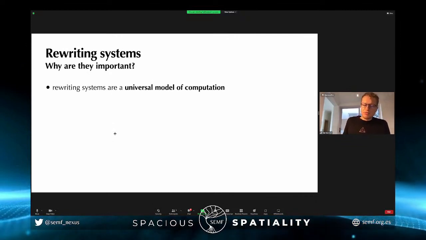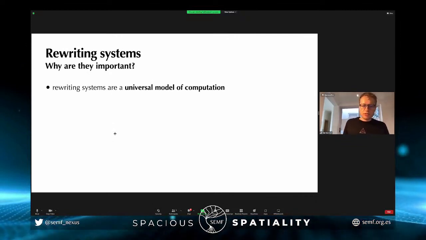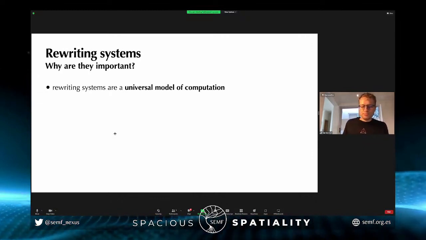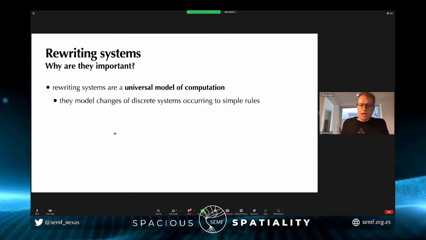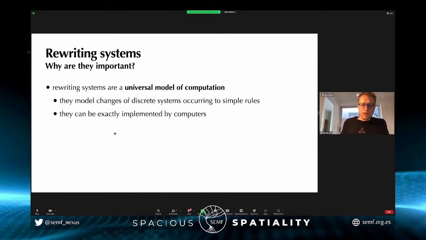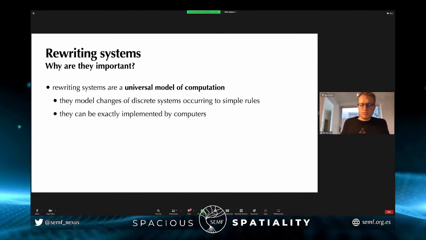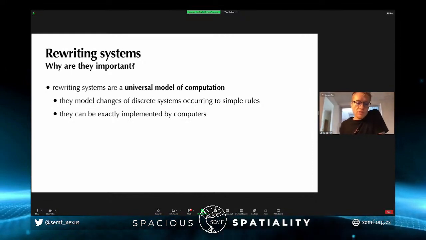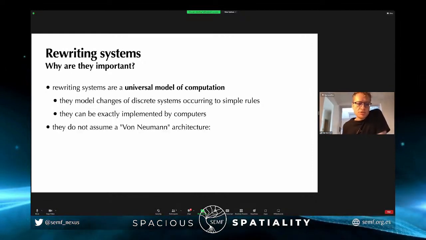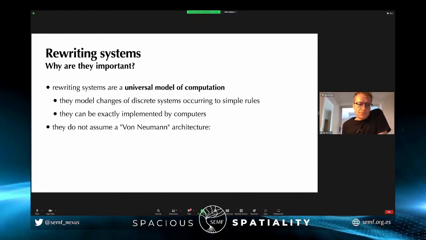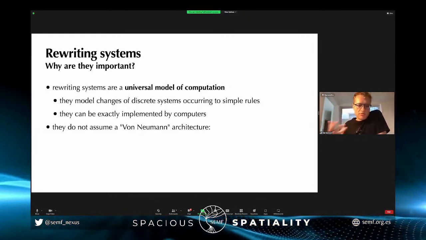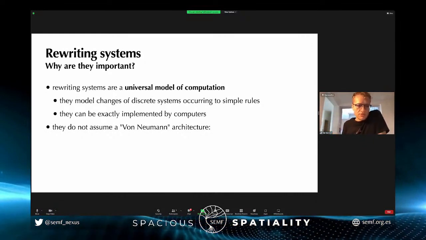Well, I haven't given you a mathematical definition of what I mean by rewriting system, but loosely speaking, they're universal models of computation. So they model how a discrete system can change according to simple rules. And probably most importantly, especially if they're acting on finite states, they can be implemented exactly by computers. So they kind of have all the properties that we want for something that respects computationalism as a founding philosophy.